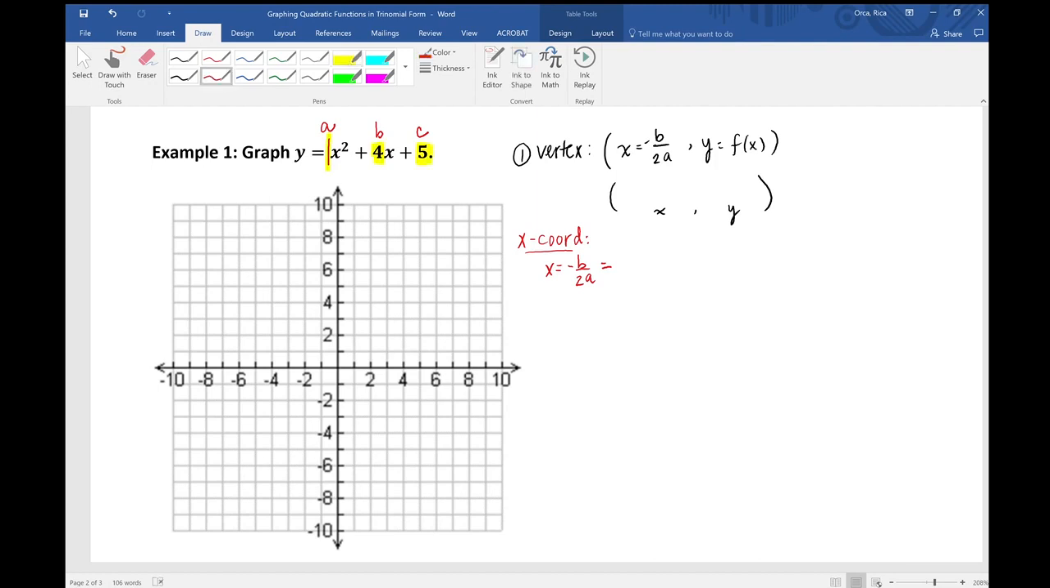Take those numbers and plug them in. Negative b, which is 4, divided by 2 times a, which is 1. Negative 4, that's negative 4 divided by 2 times 1 is 2. Negative 4 divided by 2 is negative 2. So now we know that the x coordinate of our vertex is at negative 2.